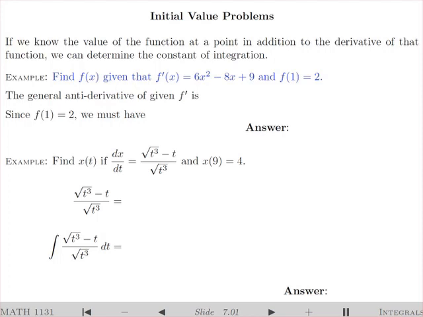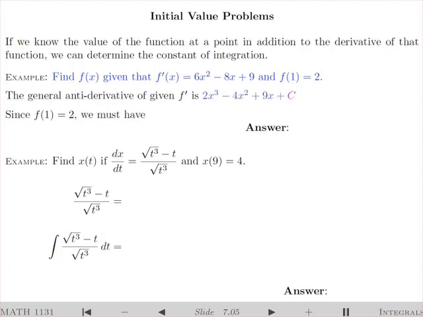First I find the general antiderivative of 6x squared minus 8x plus 9. It's just the power rule applied term by term. I get 6x cubed over 3. 6 over 3 is 2, so 2x cubed. Minus 8x squared over 2. Minus 8 over 2 is minus 4, so I get minus 4x squared plus 9x plus the constant of integration.